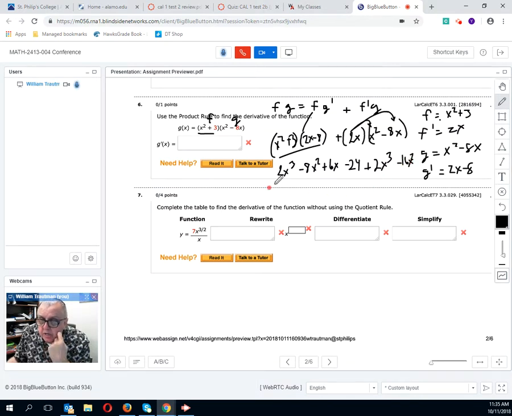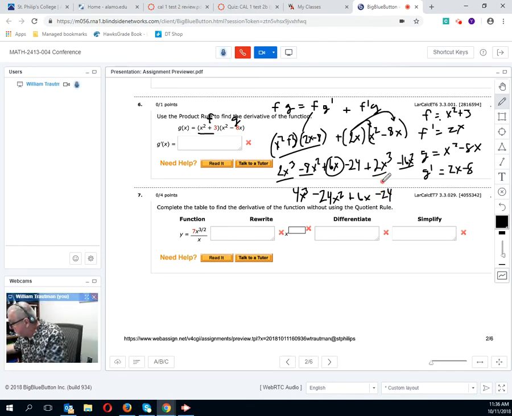And then we're going to combine like terms. 2x^3 and 2x^3 is 4x^3. Minus 8x squared and minus 16x squared is minus 24x squared. 6x plus 6x, and then minus 24. And that's what I get for number 6.